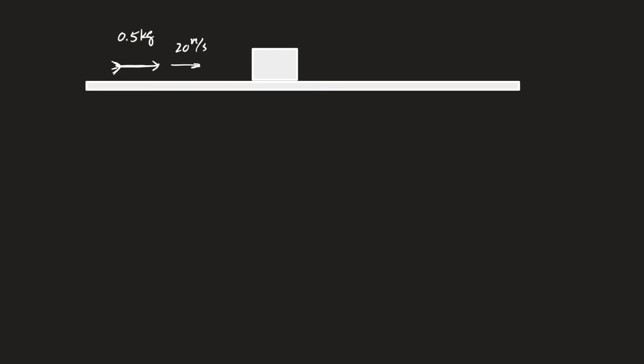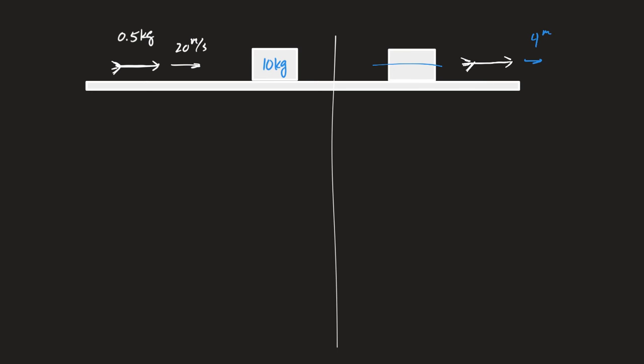The dart is going to collide with the block. And I want you to consider three possible ways the dart could collide with the block. First, let's say the block is 10 kilograms. So outcome number one, the dart passes through the block and emerges on the other side. Now there's a hole through the block, but it emerges on the other side, only traveling 4 meters per second.